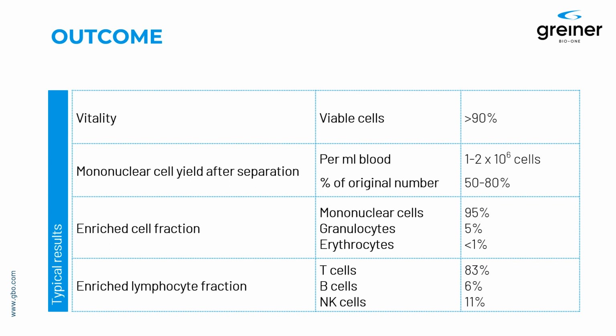Separated cells should have a high viability, and 50 to 80% of the initial mononuclear cell number in the blood sample can be expected. Per mil of blood, these are about 1 to 2 million cells. Purity of mononuclear cells should be very high, with only low numbers of contaminating granulocytes or erythrocytes. A typical result for the distribution of different lymphocytes is shown.